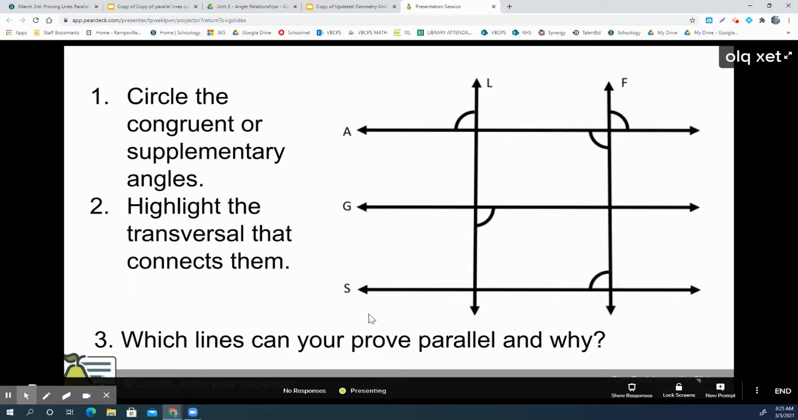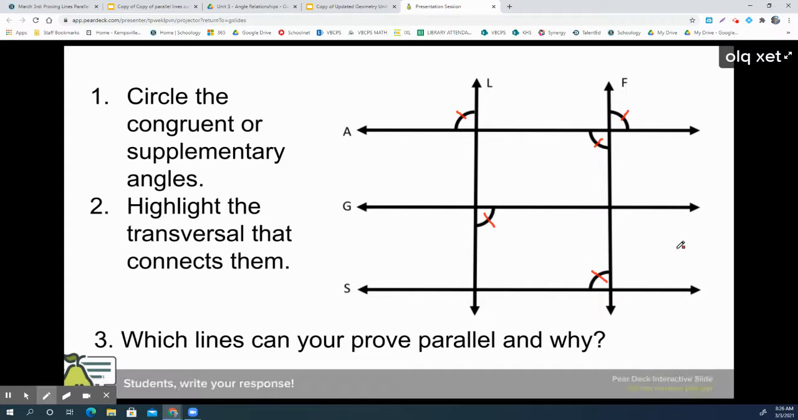So which lines can you prove and why? I'd like for you to put them in the chat. Think for a second, look at these angles. Remember that all of these marks mean they're congruent. There are a couple of different correct choices here, and I want to talk through them.